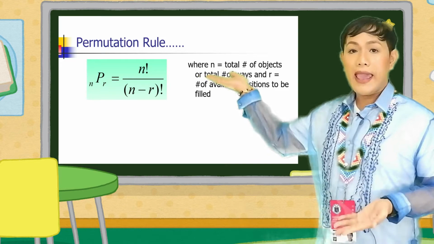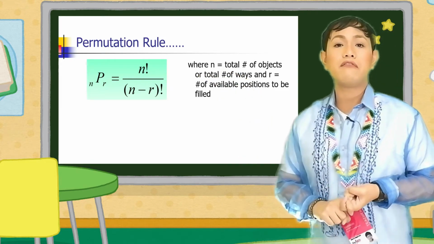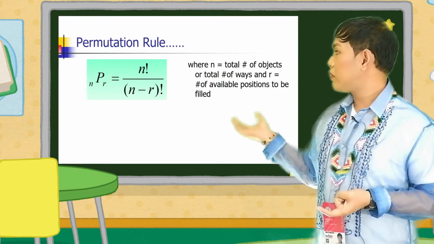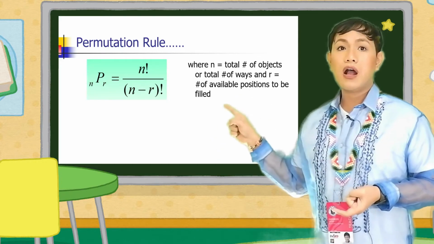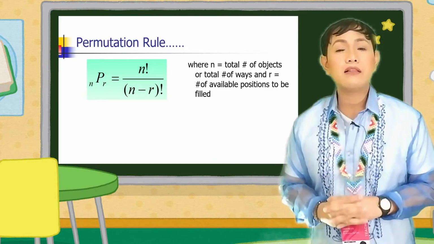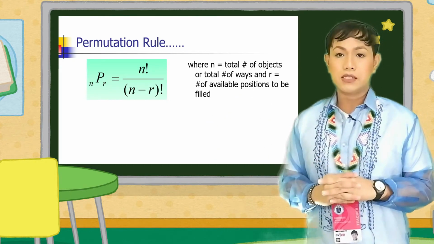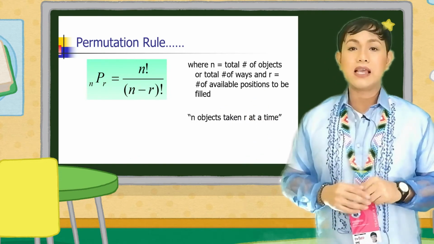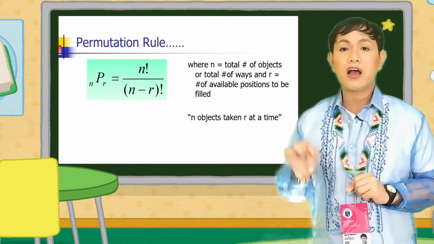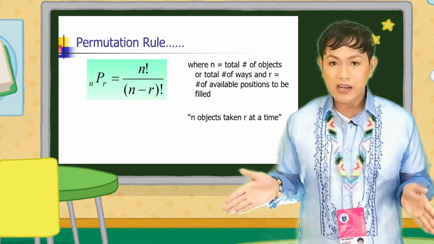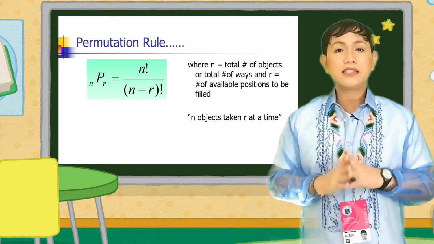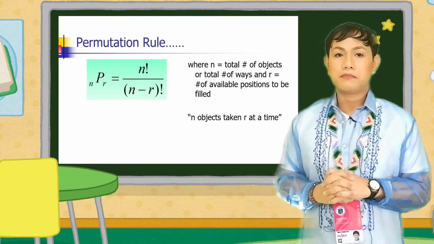Where n is simply the total number of objects or total number of ways, while r is the number of available positions to be filled. So this is simply read as n objects taken r at a time. I'm gonna say it again, n objects taken r at a time.